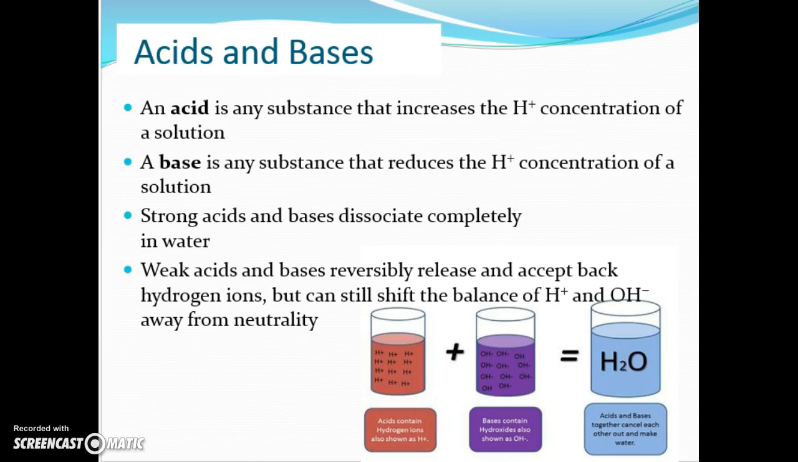So what's important about this concept is that weak acids and bases are actually used as what we call buffers, because of this property that they have of reversibly releasing and accepting back those hydrogen ions, those H pluses.